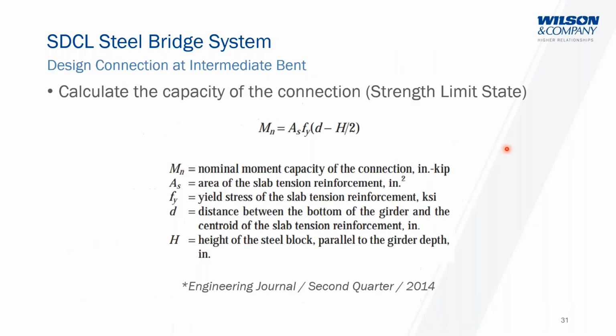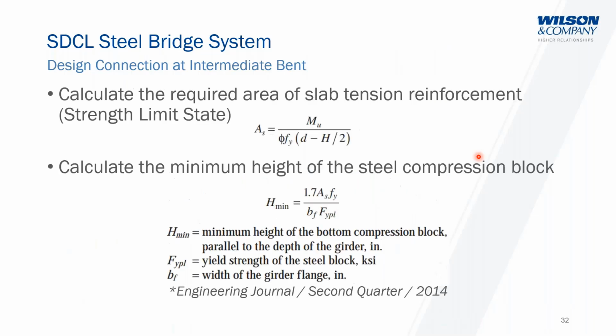So to get the nuts and bolts of things here, this is really pretty simple on how you design this. Dr. Z shared this equation earlier, and what you're doing here to calculate the capacity of your connection is truly just the moment arm, your steel and your deck, based on the centroid of your steel block below. So it's kind of an iterative process between determining how much steel you need in your deck compared to the size of the block that you're placing at the compression flange at your intermediate support. When you rearrange that equation, you can solve for the area of steel needed. And as you can see here, there's also an equation for the minimum height of the steel compression block.